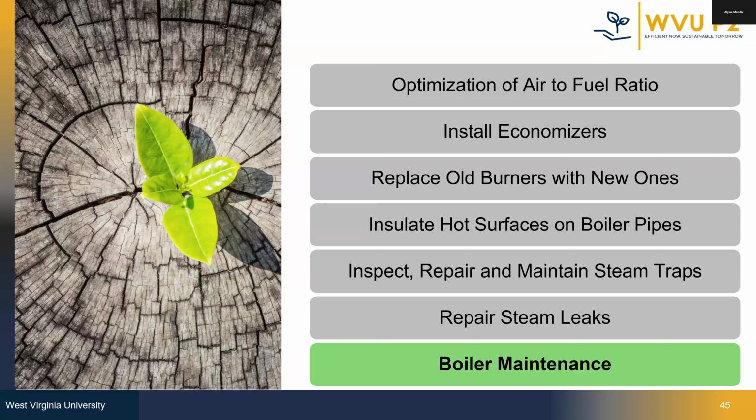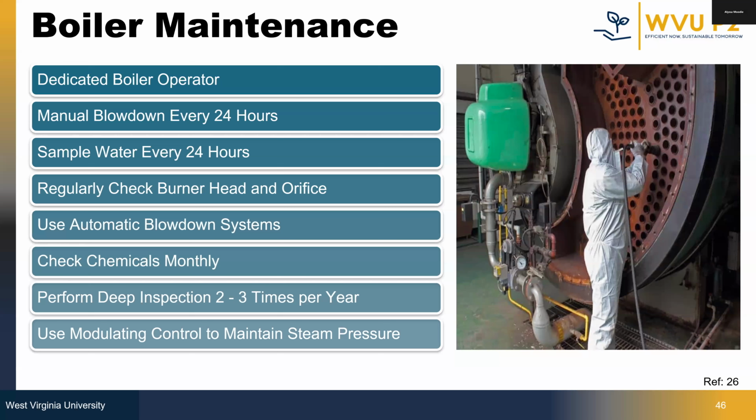And finally, we'll discuss overall boiler system maintenance. Proper boiler maintenance is critical to ensure continuous, reliable, and efficient operation of boilers. The core elements of a sound maintenance routine include the following. First, having a dedicated operator ensures accountability and consistent monitoring. Daily tasks like manual blowdown and water sampling help control scale and corrosion. Periodic checks of burner heads and orifices maintain combustion efficiency.